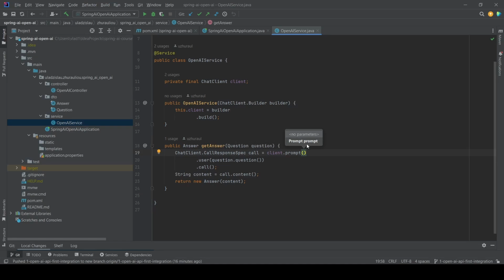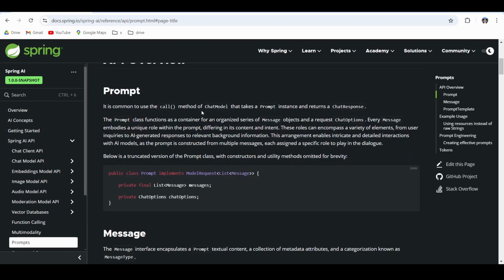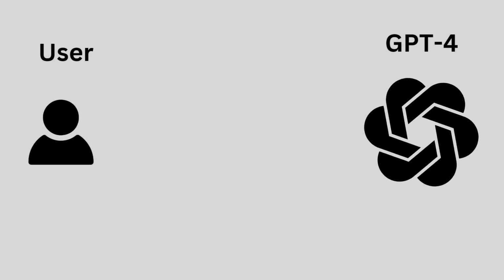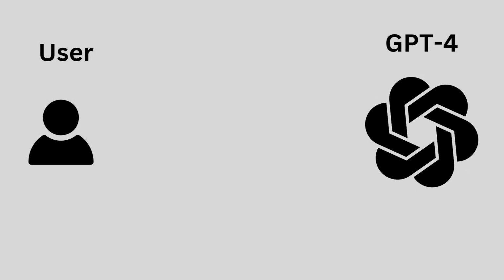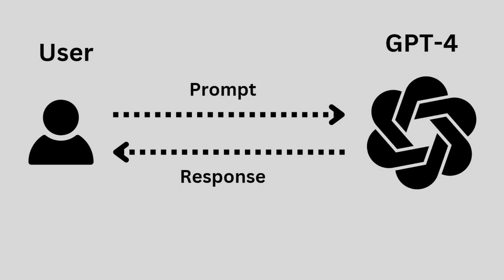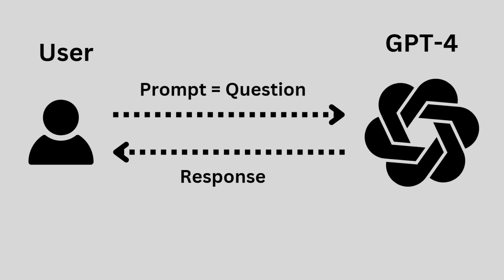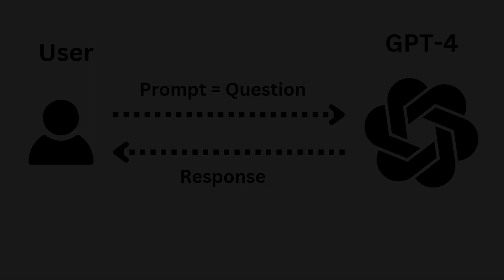As you can see, it can accept something called prompt. According to Spring AI, prompts are inputs that guide an AI model to generate specific outputs. The prompt class functions as a container for a series of message objects and request chat options. In the AI context, a prompt is text or instructions you give to an AI model to guide it on what response or output you want. So if we simplify it, a prompt is like your question to the AI.